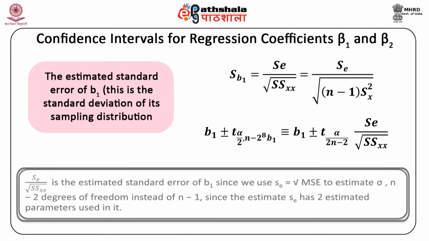Please note that SE divided by under root SSXX is the estimated standard error of B1, since we use standard error equal to under root of MSE, which is mean square error, to estimate sigma. Also, we have n minus 2 degrees of freedom instead of n minus 1, since the estimate SE has two estimated parameters used in it.